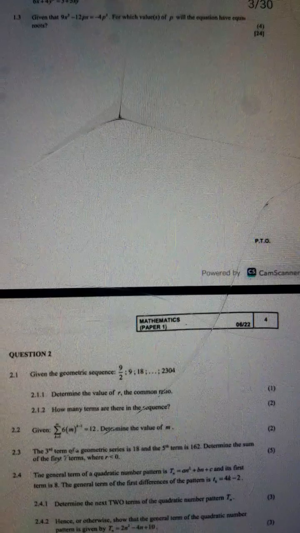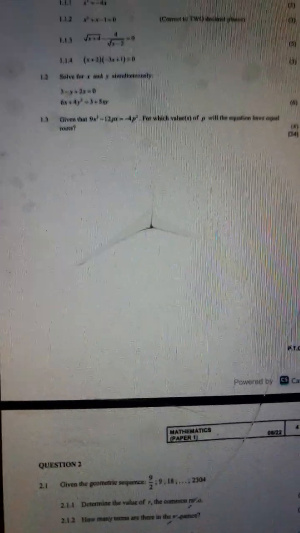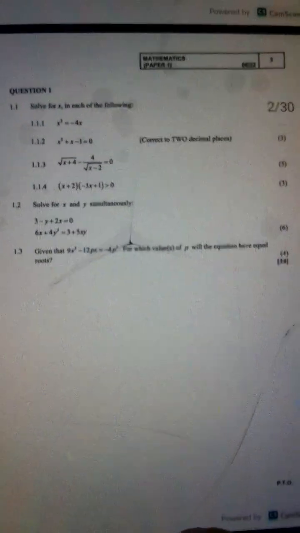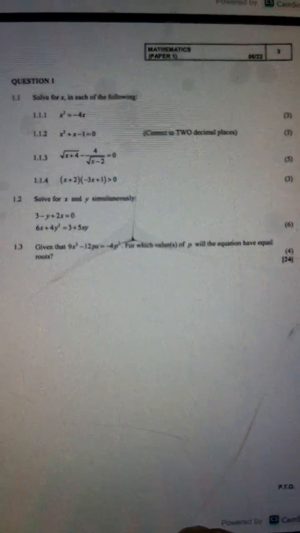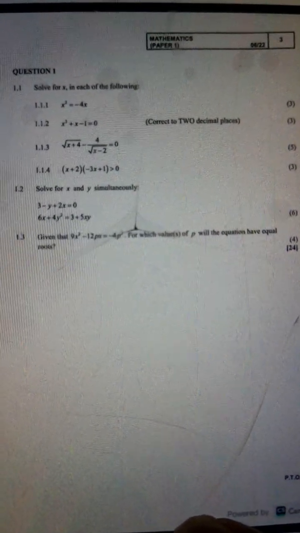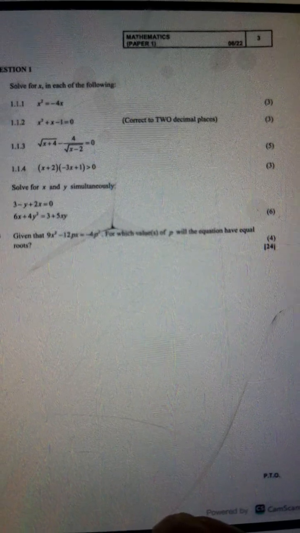In this video we are going to look at Question 1 specifically. Question 1 is about 24 marks. The first equation is given as x squared equals negative 4x, and it's 3 marks.